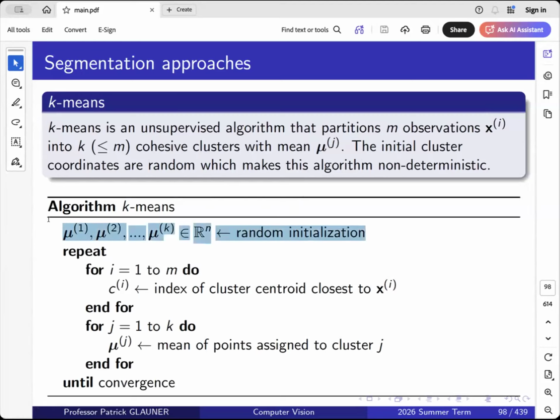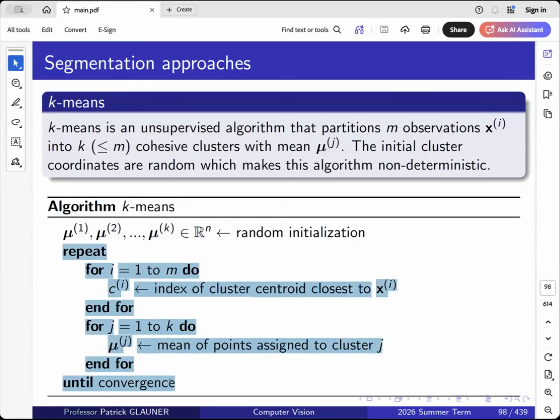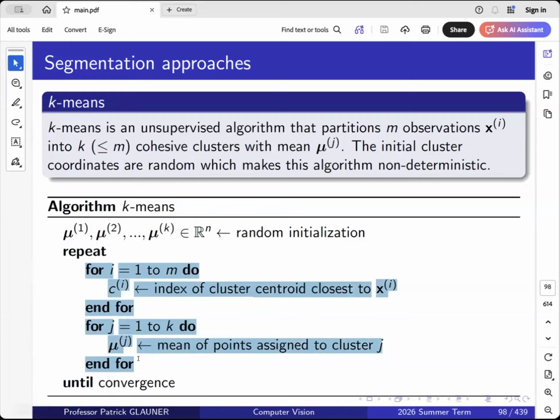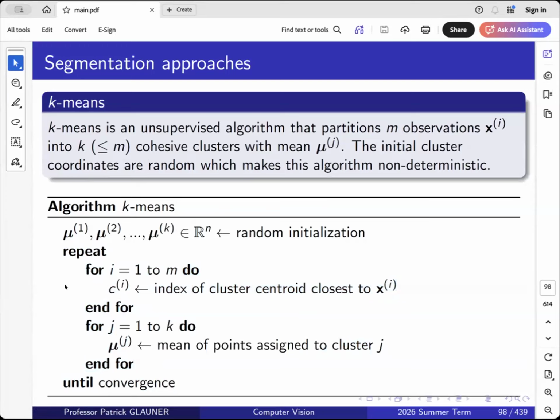And because this is random, this makes the algorithm non-deterministic. And then I have an outer loop, and the outer loop keeps running for very long until we stop reassigning examples or observations to a new cluster. So once we run this outer loop once more, and inside we don't change any assignments of the examples to a cluster, then it's converged and we stop. And then within this outer loop, I have 2 inner loops.